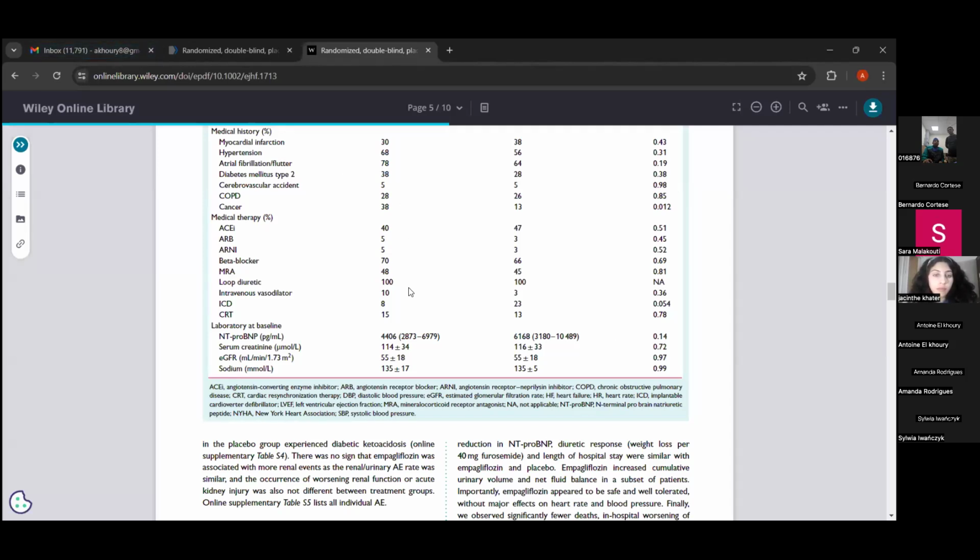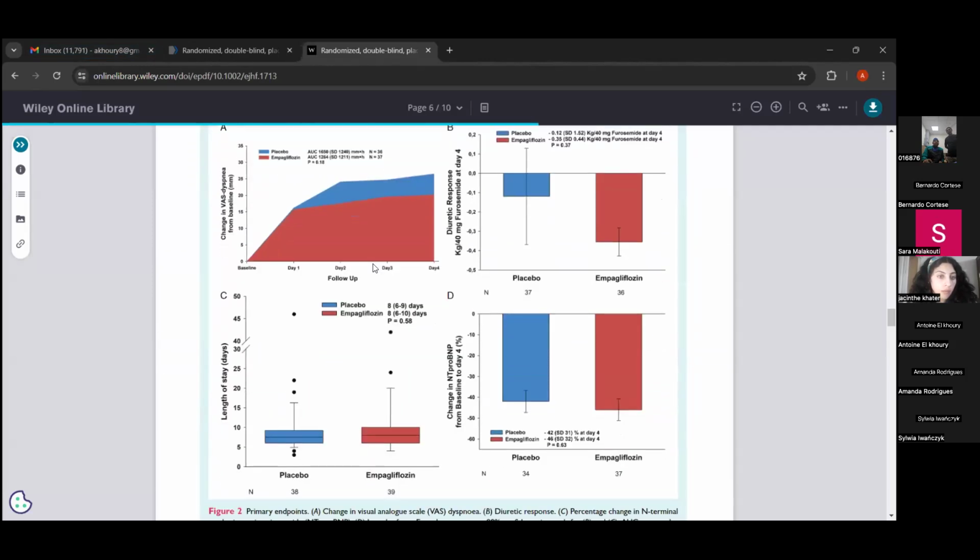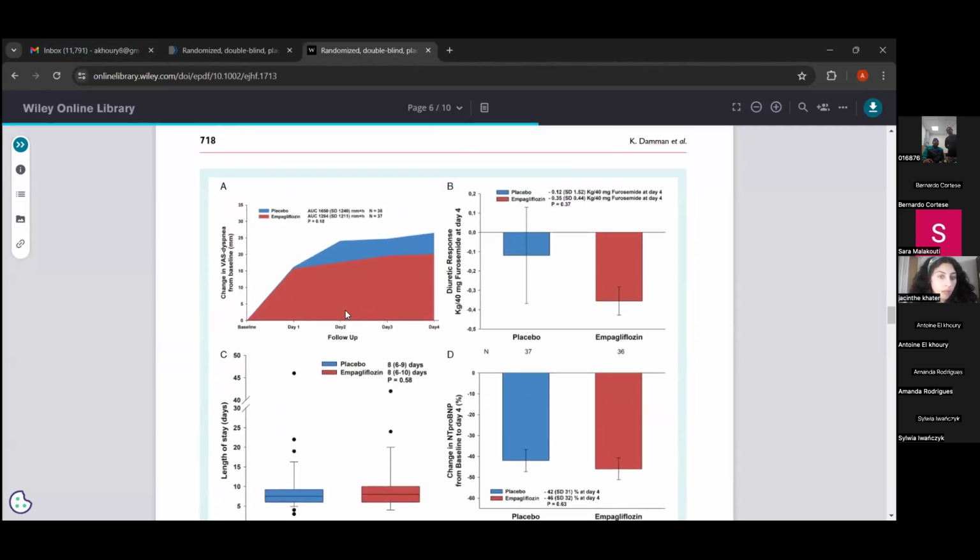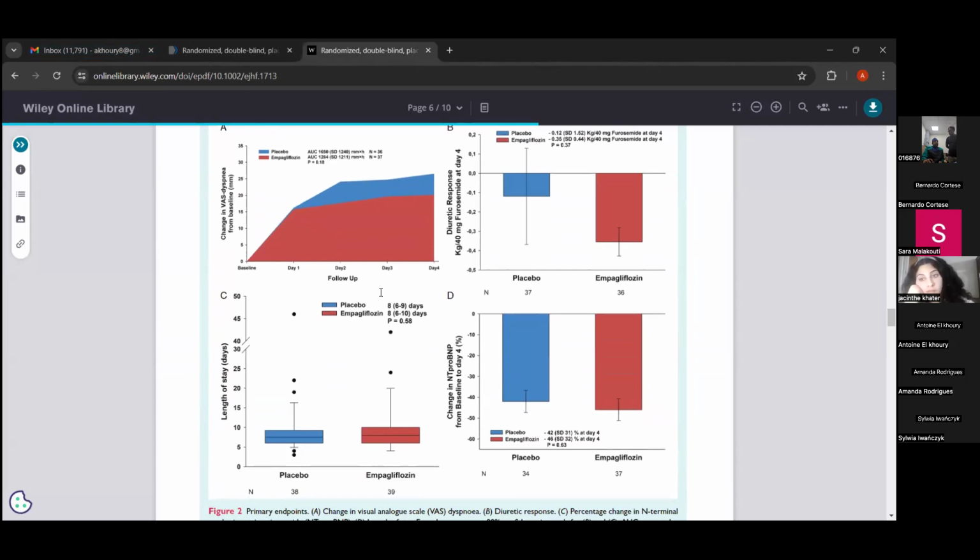Okay, so let's go down. What is this? Change in VAS dyspnea. Empagliflozin versus placebo. So dyspnea has decreased. Symptomatic improvement, and length of stay is the same between the two drugs. It does not affect length of stay. Also, the change in NT-proBNP from baseline is not changing. This is strange, but maybe it takes more time to observe the effect. Day 4 is maybe too short a follow-up.